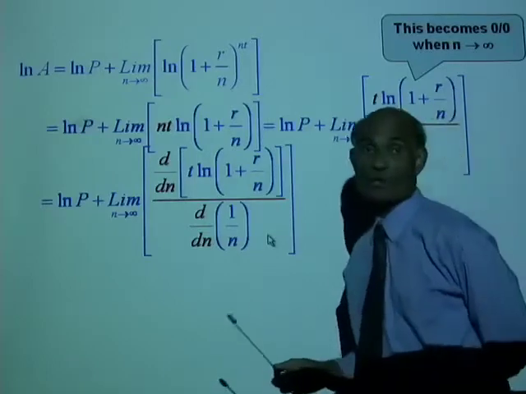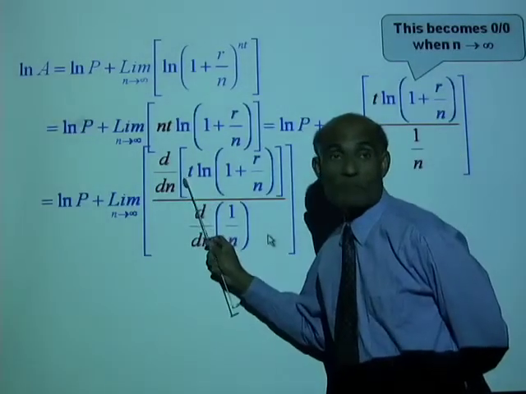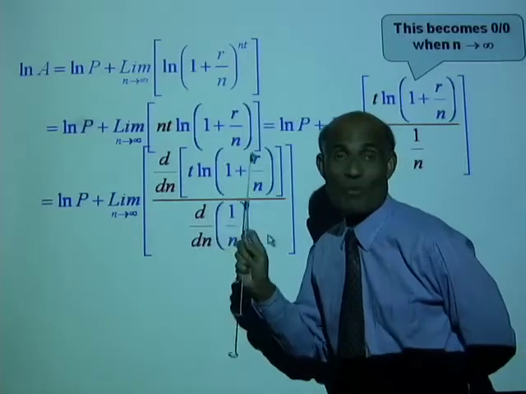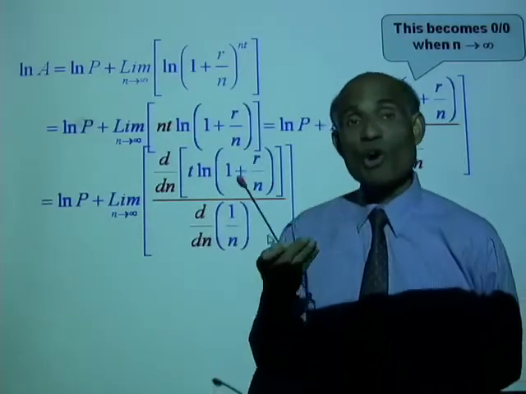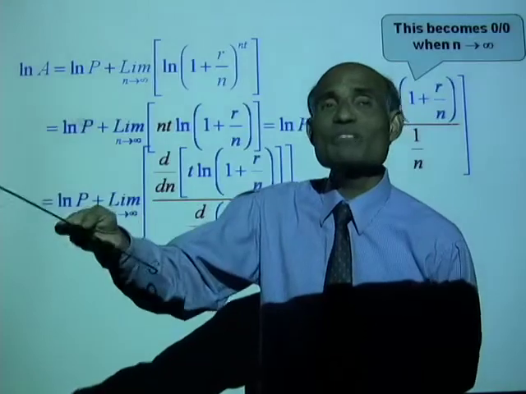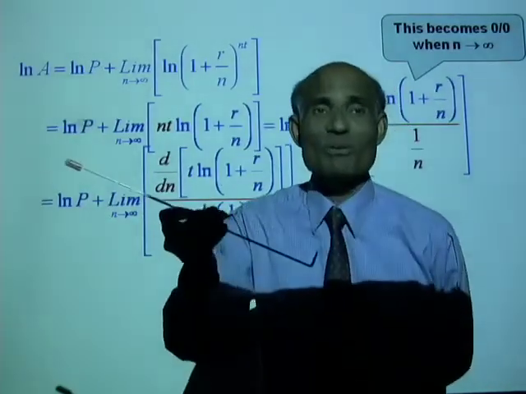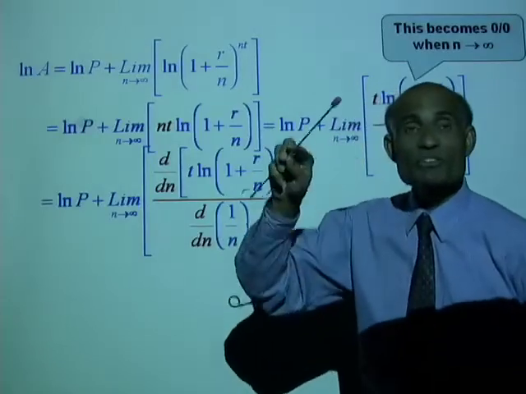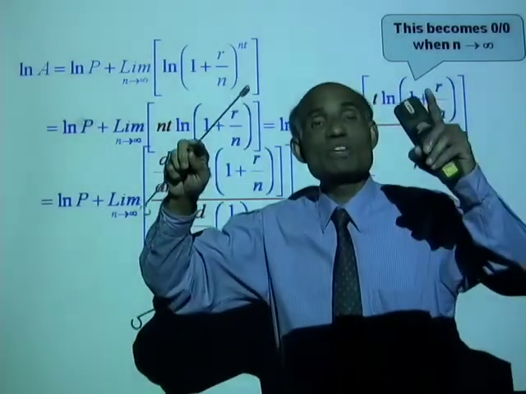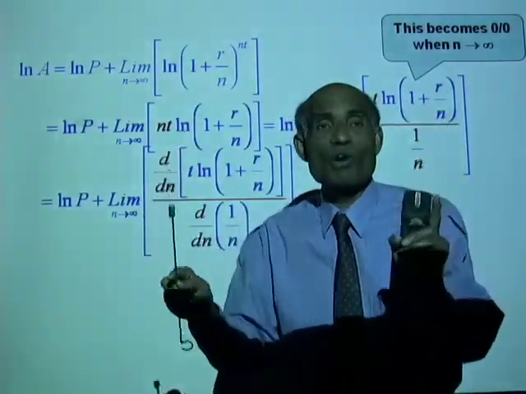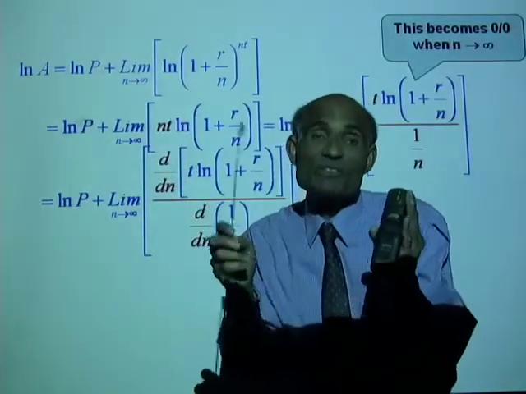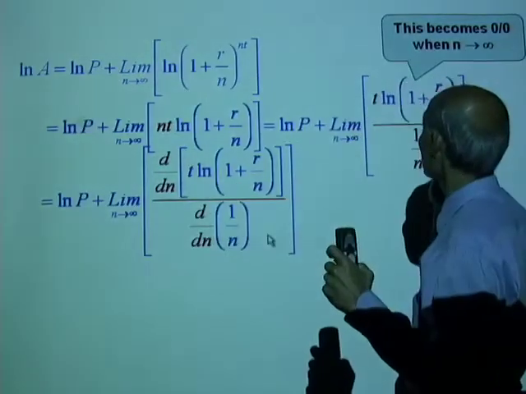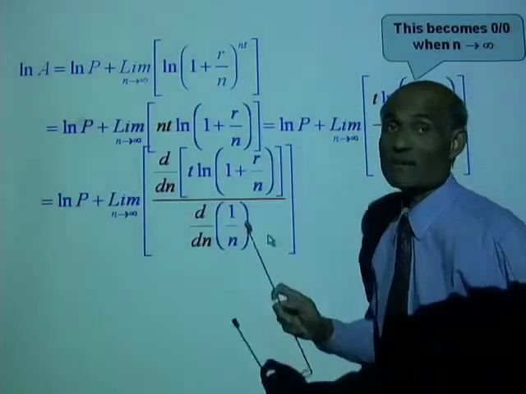Now, I want to warn you here, remember t is not a variable in this case. Why? Because we are looking for the limit as n goes to infinity. n is our variable, so t is not the variable. The number of years is going to remain. We're going to get the interest calculated for a given number of years when the interest is calculated continuously. So the variable here is n, not t.